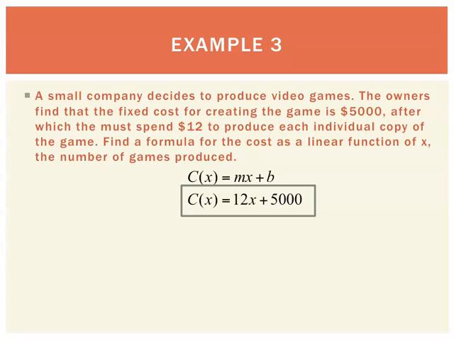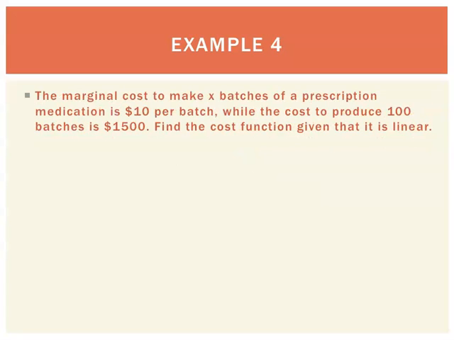Let's do another example. The marginal cost to make x batches of a prescription medication is $10 per batch, while the cost to produce 100 batches is $1,500. Find the cost function given that it is linear. So in this case, you actually don't know what the fixed cost is. You're going to have to figure that out.